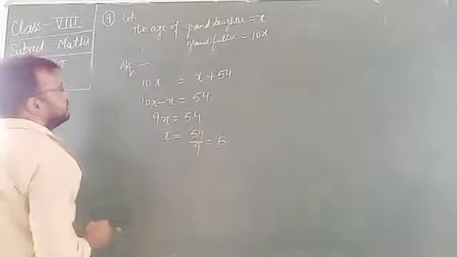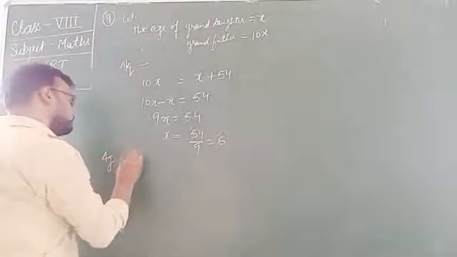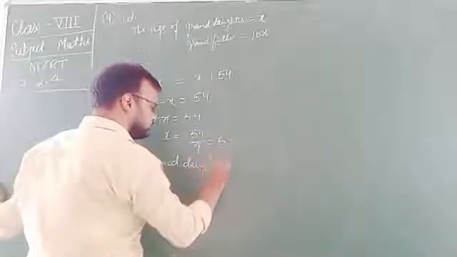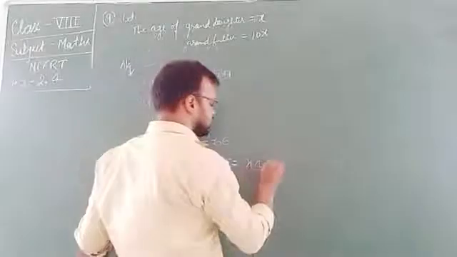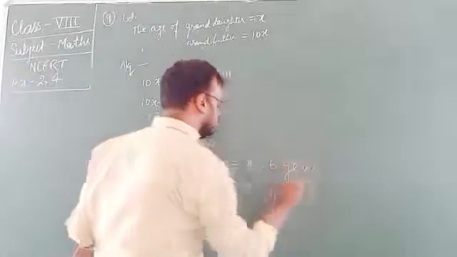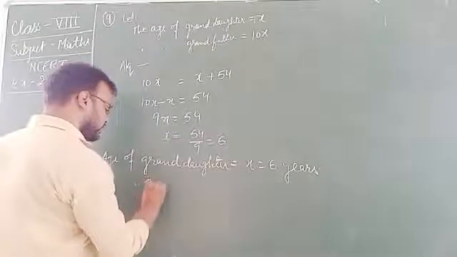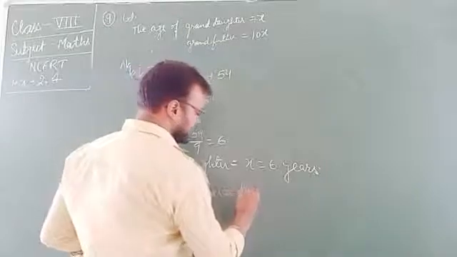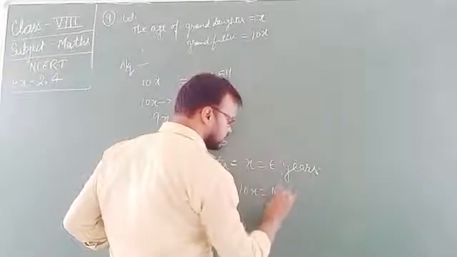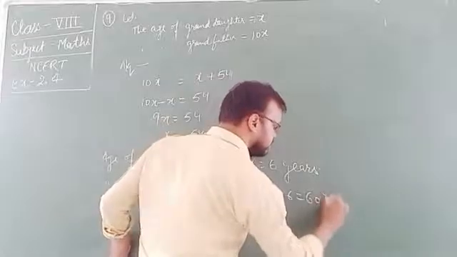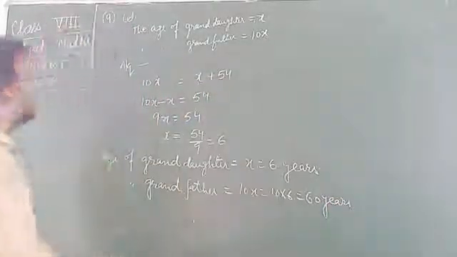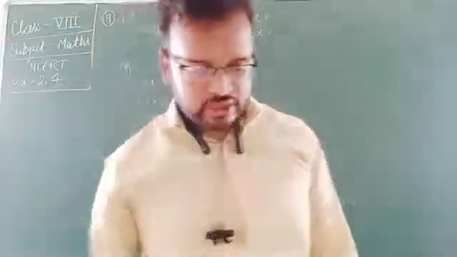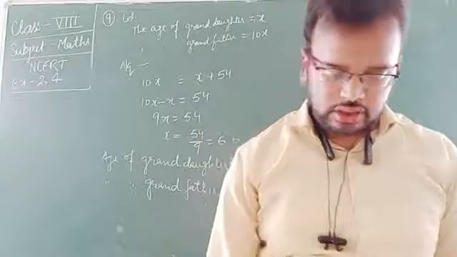9 sixes are 54. So the age of the granddaughter equals x, which is 6 years. Now the age of the grandfather equals 10x, that is 10 into 6 equals 60 years. This is the answer of question number 9. Very easy. Now see the last question of 2.4, and this is given.